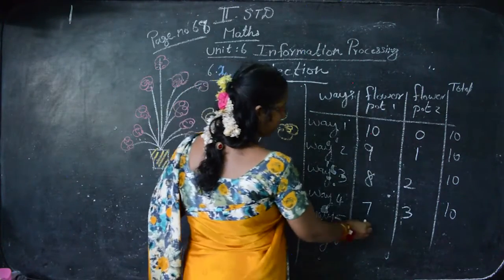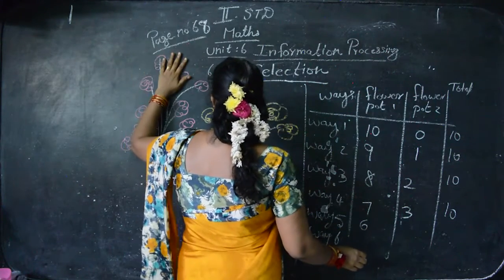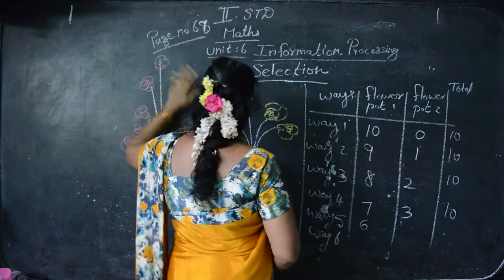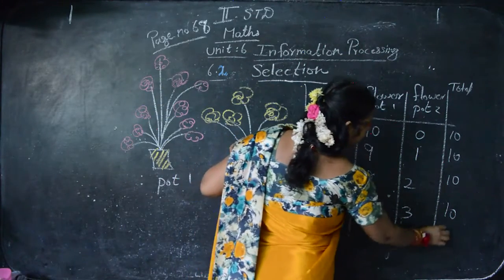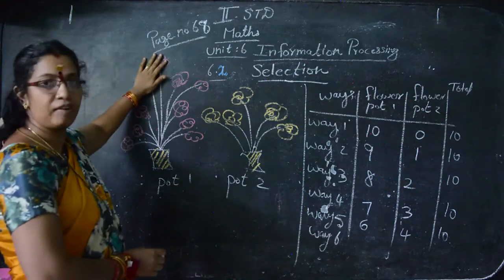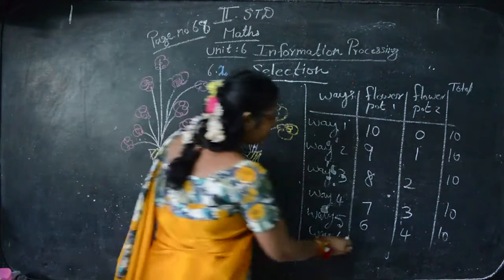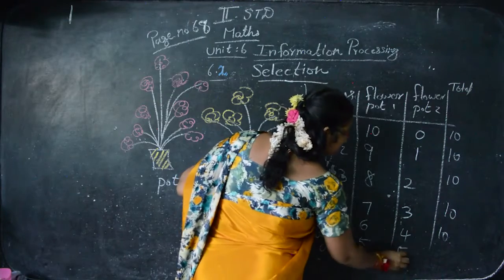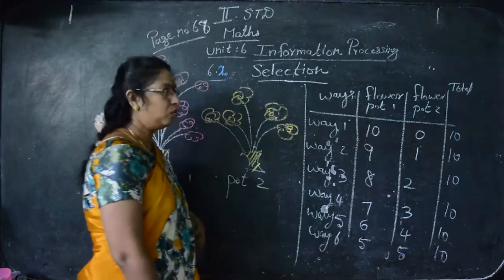Way 5, 6 red flowers, 1, 2, 3, 4, 5, 6, then 1, 2, 3, 4 yellow color, 10. Then in red 5, 1, 2, 3, 4, 5 red flowers, 5, and this one 5. So 5, 5, 10 we got. So 6 possible ways, okay.